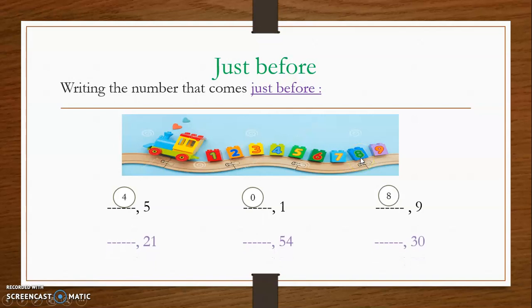I write 8. Here I have three numbers. I want to write the numbers that come just before them. Just before 21, it's 20. Just before 54, it's 53. Keep the tens, 20 here the same and 50 the same, and change only the ones. The number that comes just before 30 is 29.